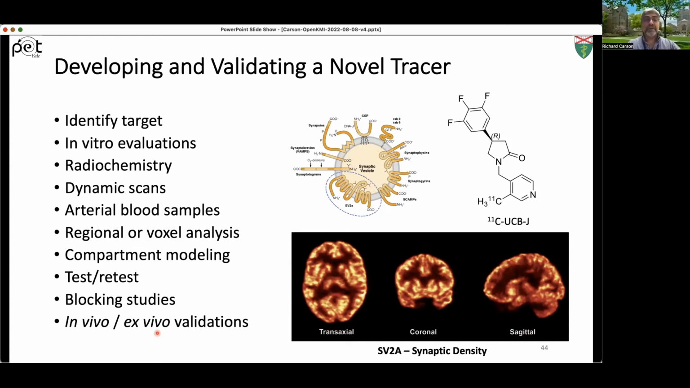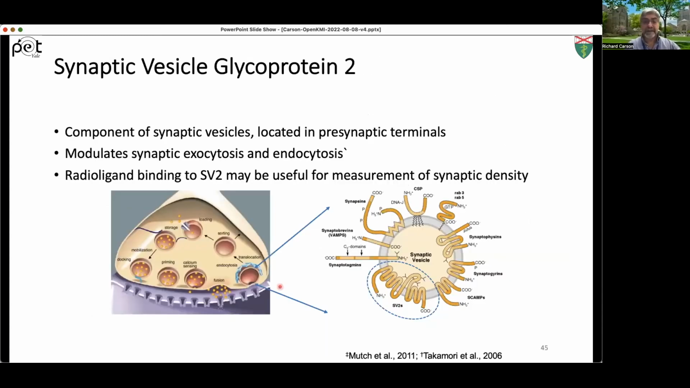The target we're using for our synaptic marker is a protein on the synaptic vesicles, which are in the presynaptic terminals, called SV2A. Other of these proteins have been used for years as measures of synaptic density, synaptophysin in particular. Here's what the initial images look like for this tracer.